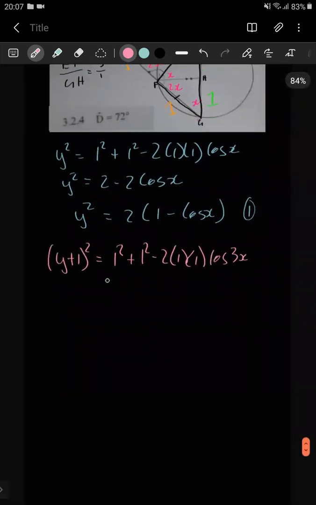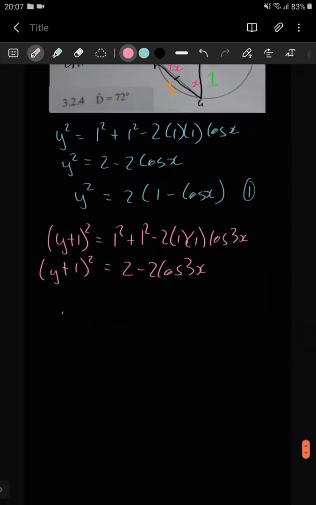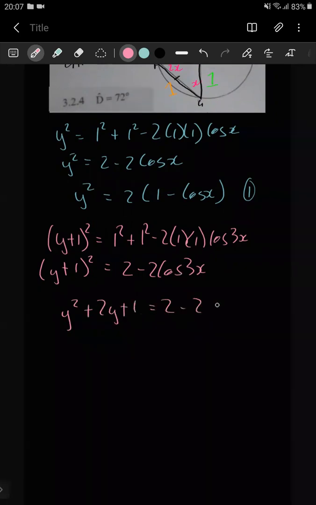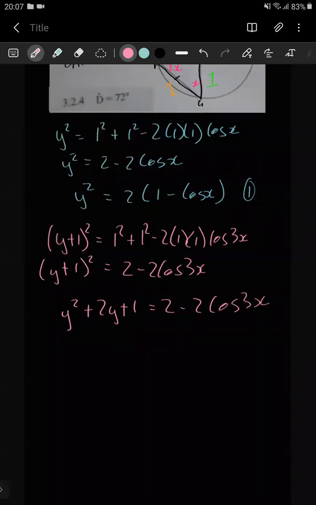If we work it out slowly, 1 plus 1 is a 2, so 2 minus 2 cos 3X here. And then here we have Y plus 1 squared. If you FOIL this out, you're going to have Y squared plus 2Y plus 1 equals 2 minus 2 cos 3X. And then carrying on, let's see what we can come up with here.